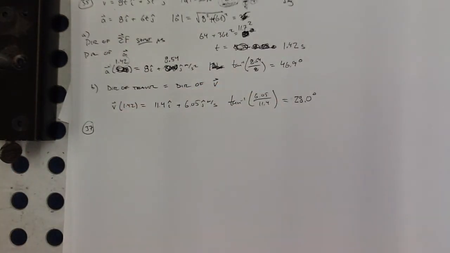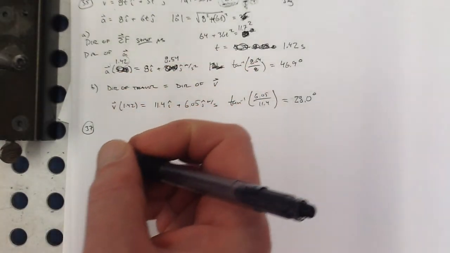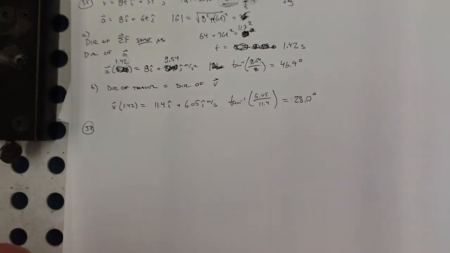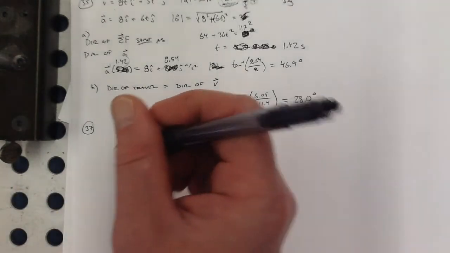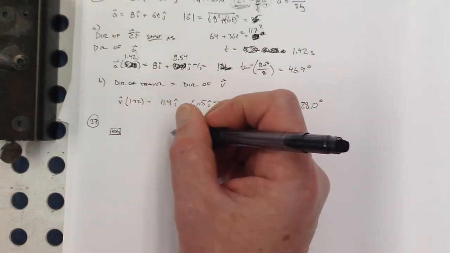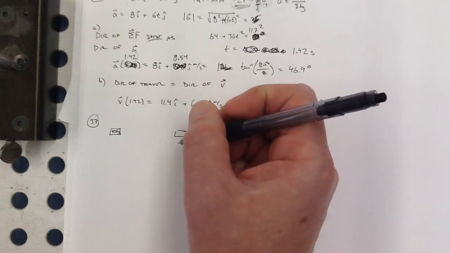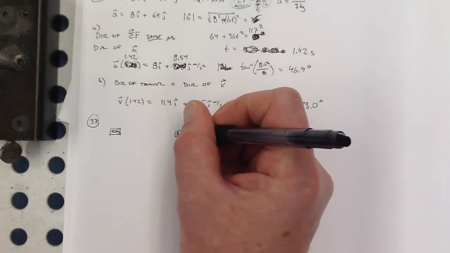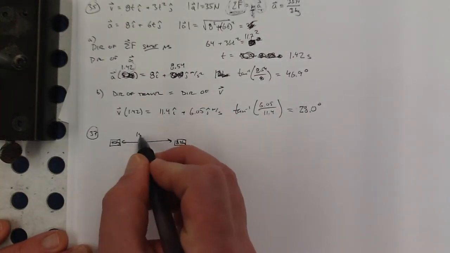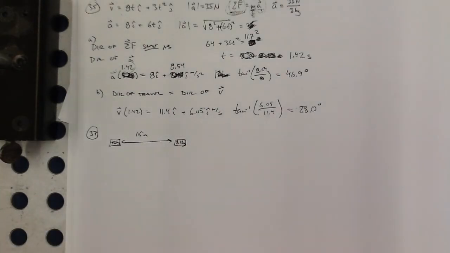All right, last one for this assignment. Number 37, a 40-kilogram girl and an 8.5 kilogram sled are on the frictionless ice of a frozen lake, 15 meters apart. They're connected by a rope of negligible mass.